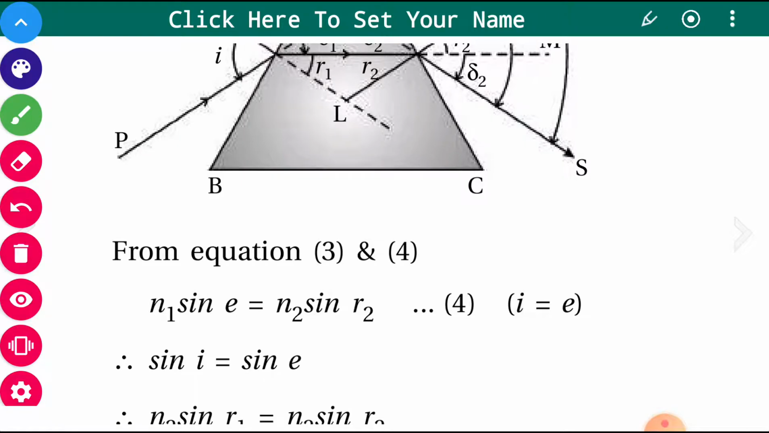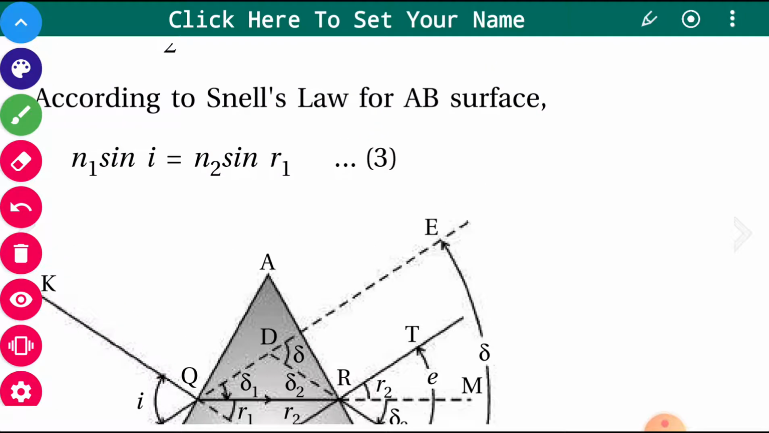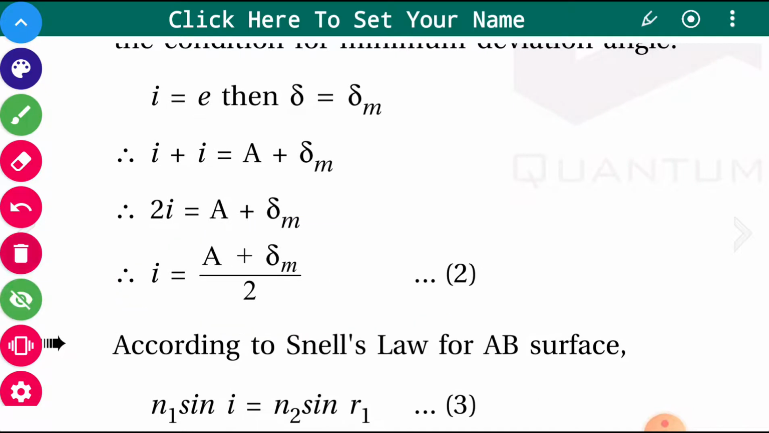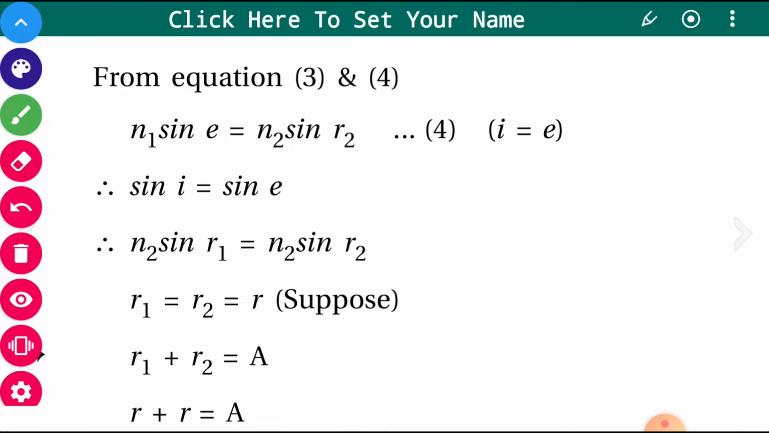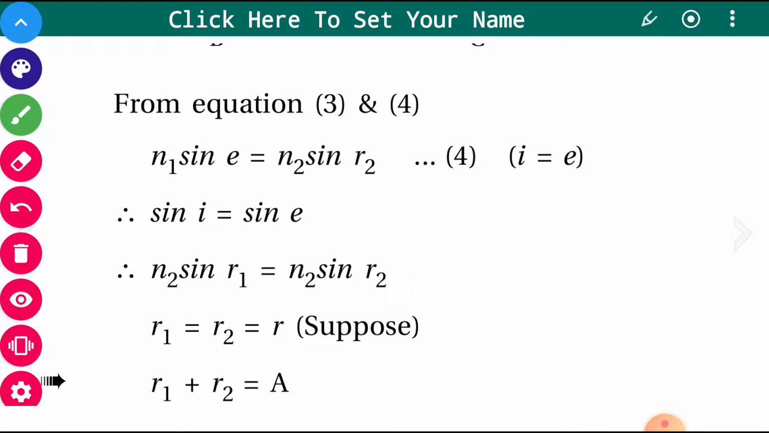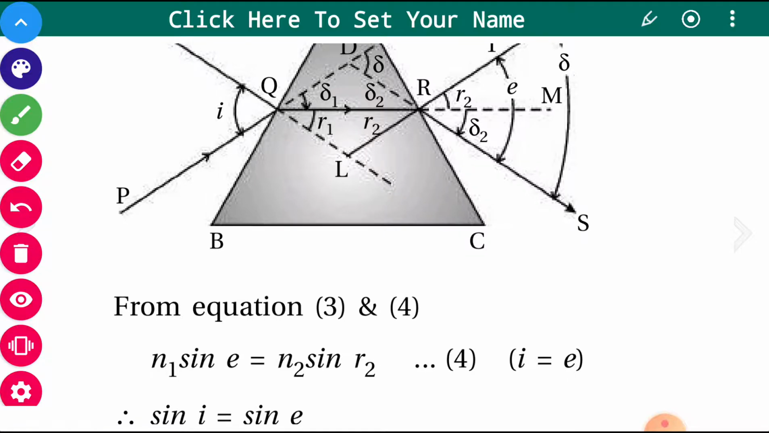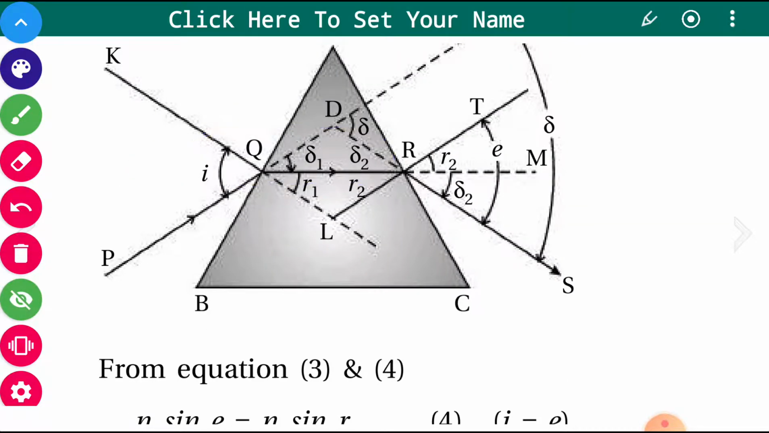So the fourth equation we can write, because I is equal to E. We have the condition that when delta is delta M, instead of I we can write E. So the equation can be written as N1 sin E is equal to N2 sin R2, because at this point R, that is at this particular face AC, we can apply Snell's law.